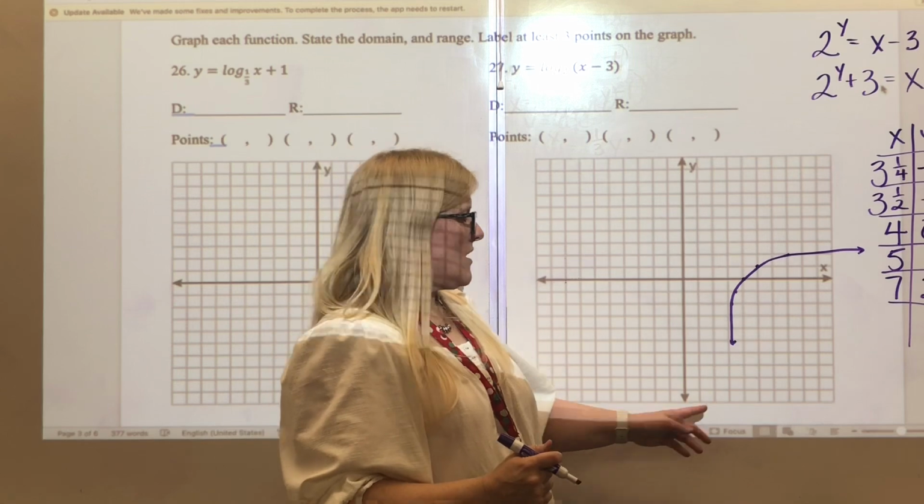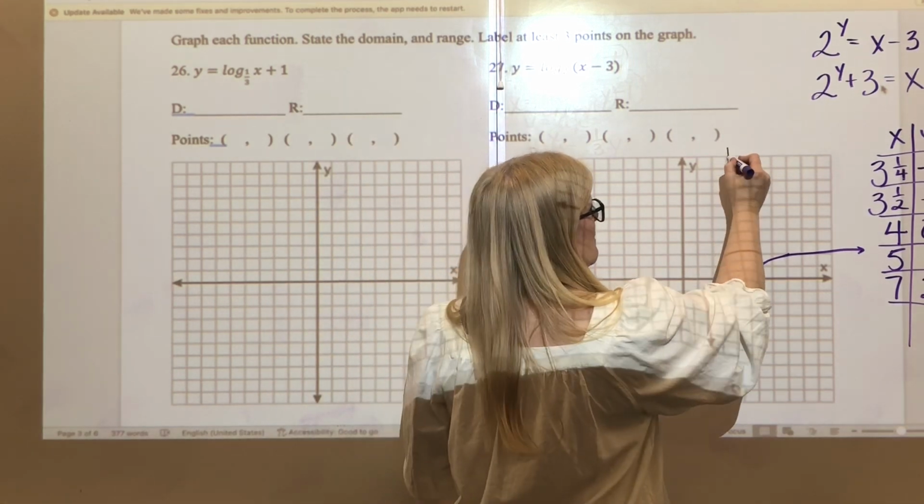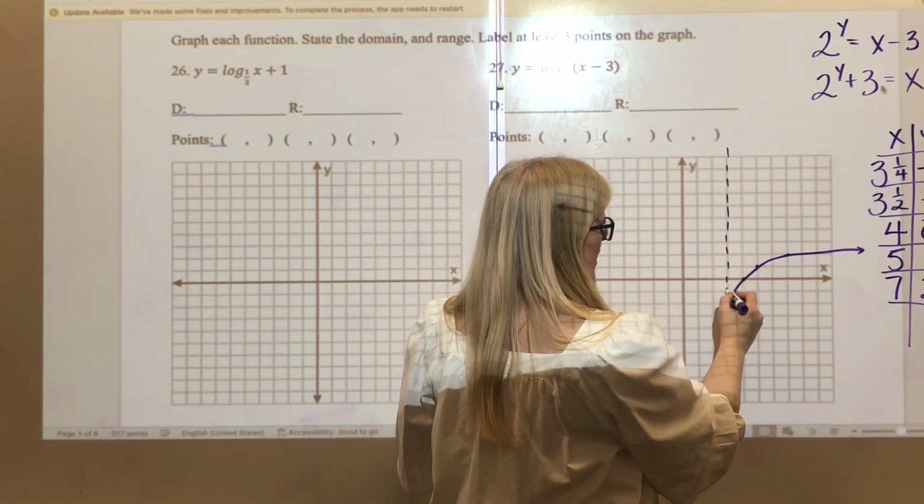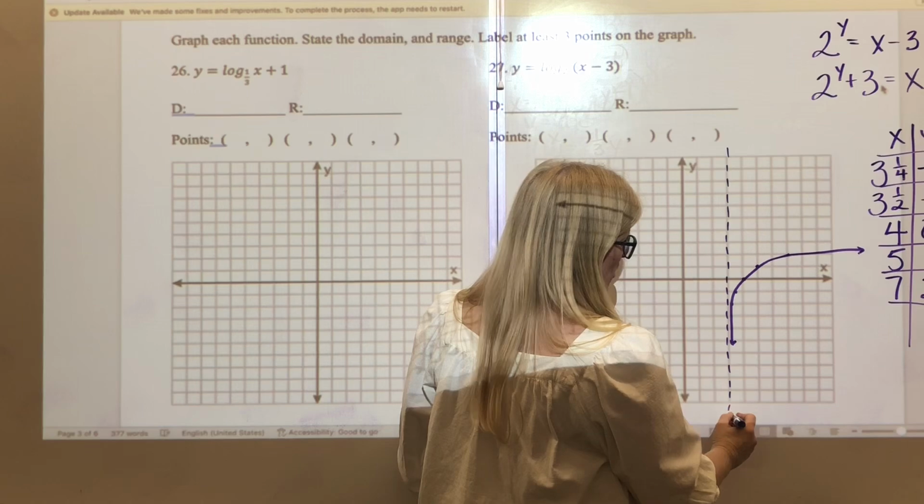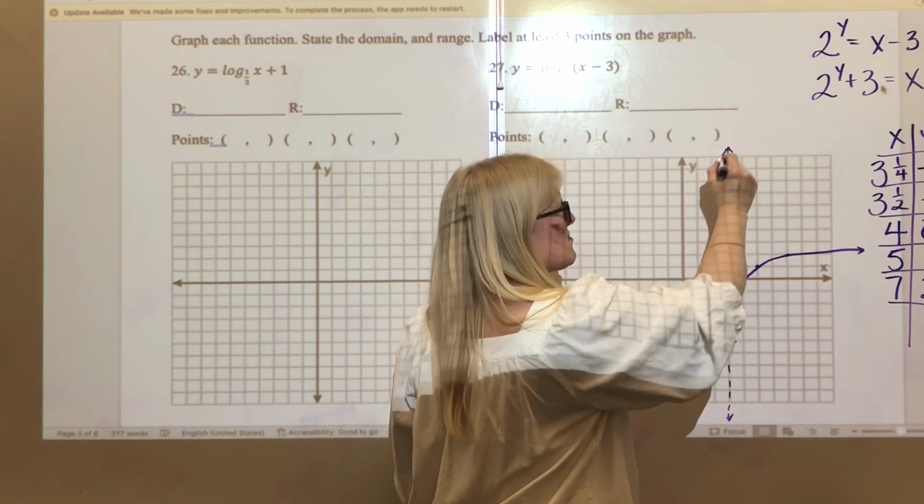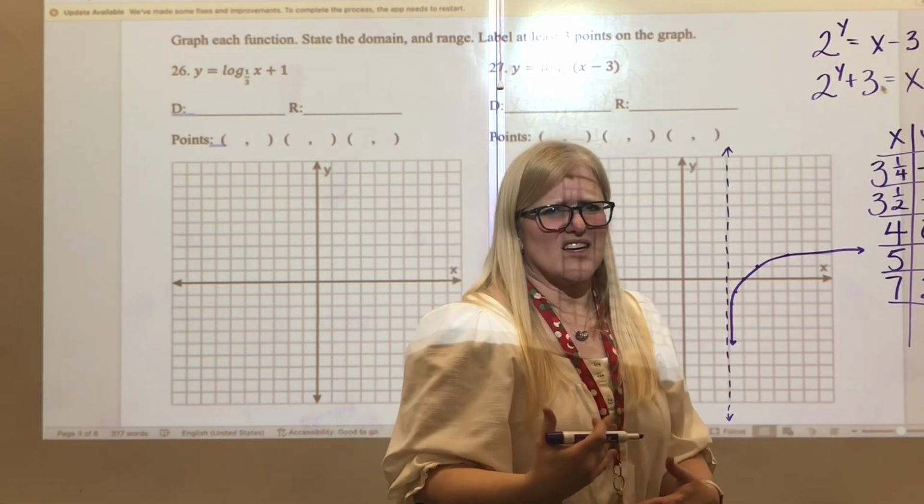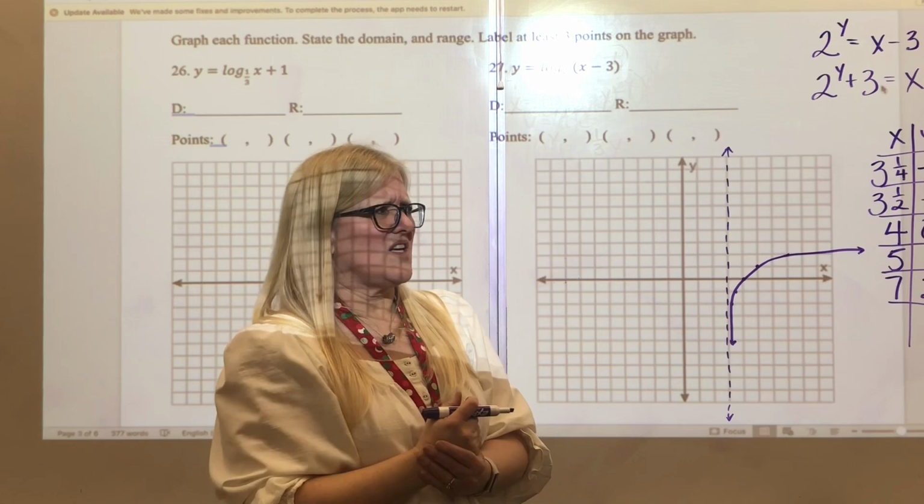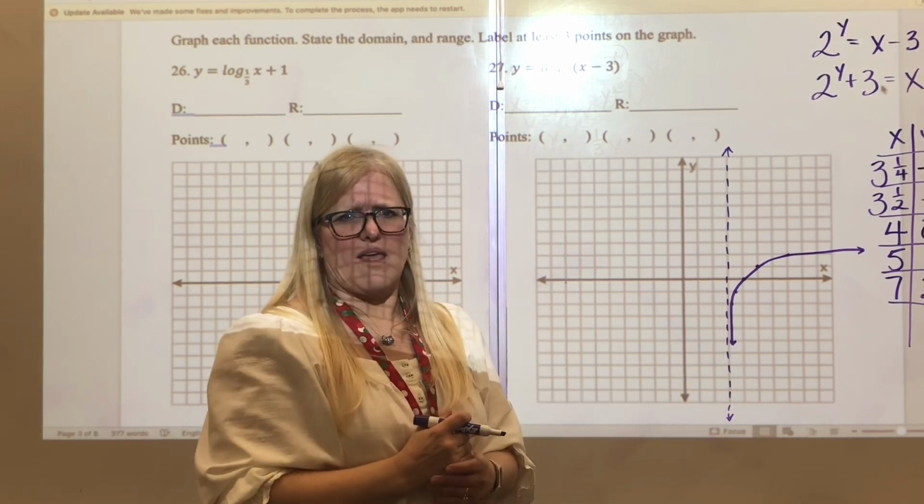Okay. It's hugging this line right here. I don't know why I say hugging. I mean, when you hug something, you're actually touching it, right? I gotta think of a different word. It's just getting really close to that line.